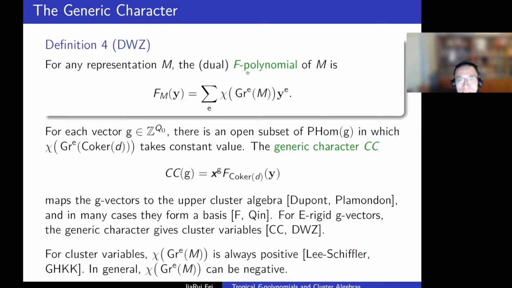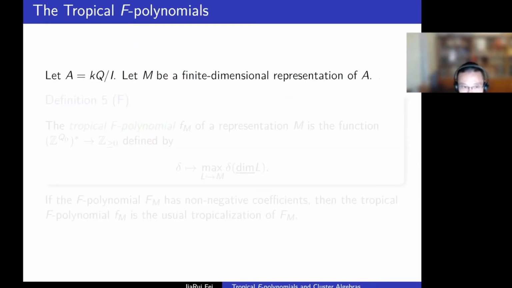So what I want to do is tropicalize this F-polynomial, even if the coefficients here can be negative. So I need to define a kind of tropicalization. I want to do it in a slightly more general framework, not just for Jacobian algebras. I'm going to work with any finite dimensional algebra presented as a quiver with relations.